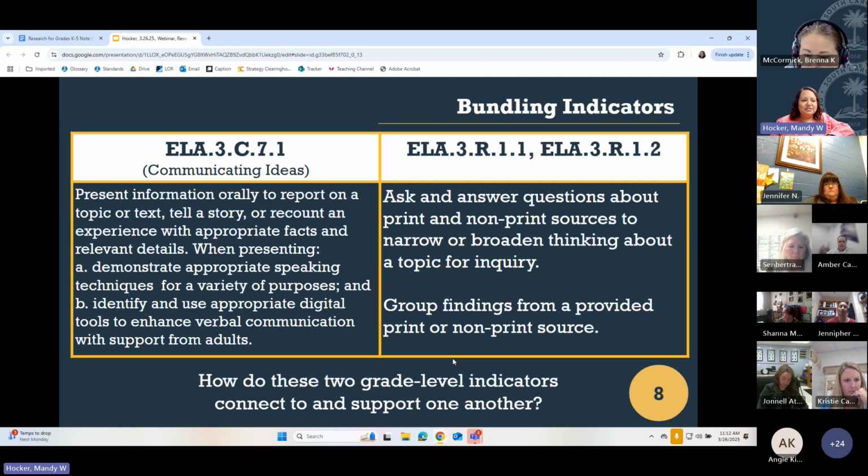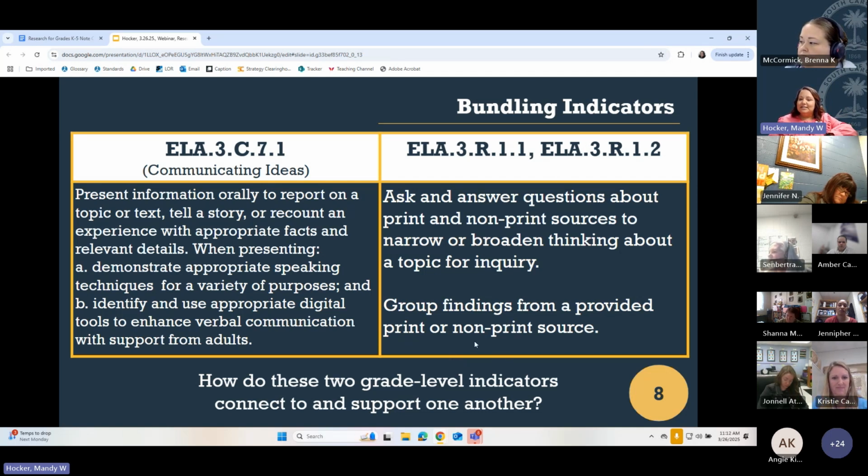Amber, I love that. If students are expected to present information orally, they can use the research indicators to gather that information, right? And to find out what's actually important to present orally. They can develop that presentation based on those research skills. Yeah, so let's take a look at what that might look like in instruction.